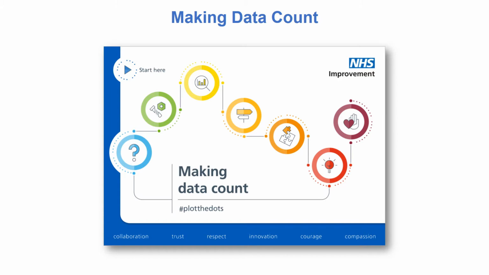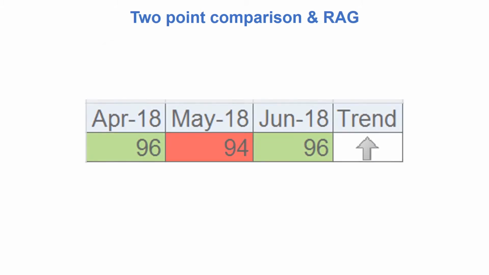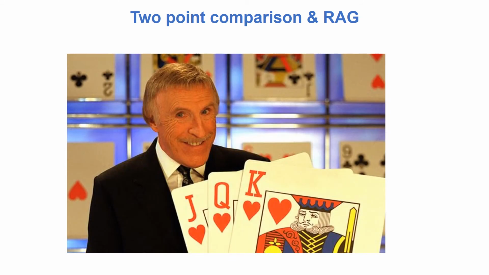In really simple terms, Making Data Count is about us moving away from red, amber, green, RAG and two-point comparisons like this, and moving to presenting data in a more useful way. So what's wrong with two-point comparison? Brucey has the answer. It's always higher or lower, or the same. But higher than last month is not a trend, it's just not the same as last month.